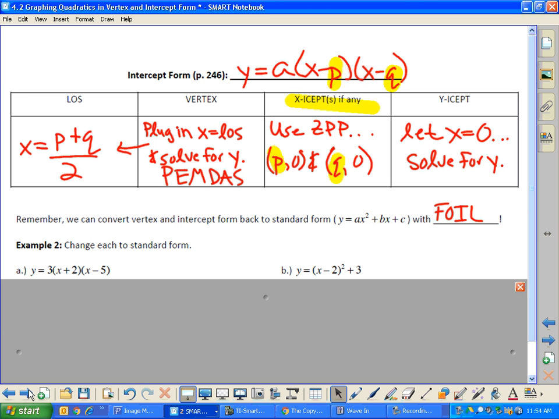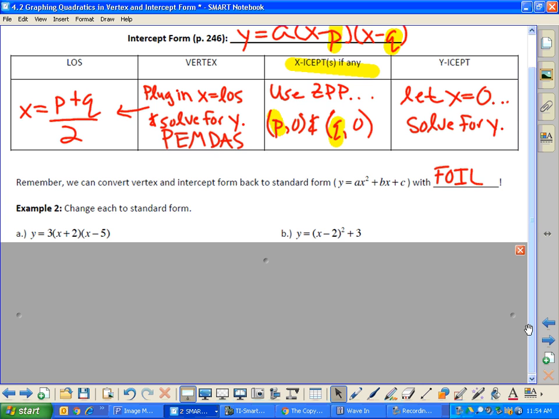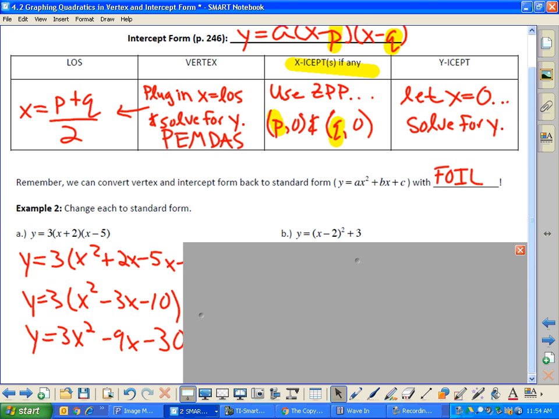And that's what example 2 is about. So example 2, if you want to switch 3 times (x plus 2) times (x minus 5) to be in standard form, you could just FOIL and then distribute that 3 in. What's up, Joey? Zero product property. We set each of your parentheses that have an x in them equal to 0.